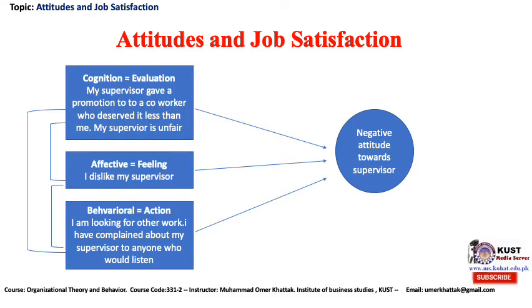This exhibit illustrates how the 3 components of an attitude are related. In this example, an employee didn't get a promotion he thought he deserved. A coworker got it instead. The employee's attitude towards his supervisor is illustrated as follows. The employee thought he deserved the promotion, cognition. The employee strongly dislikes his supervisor, affect. And the employee is looking for another job, behavior.